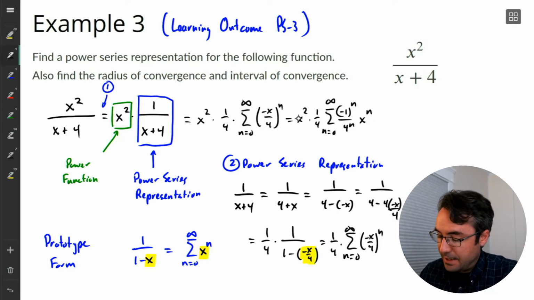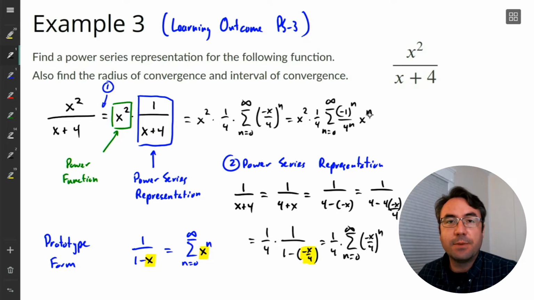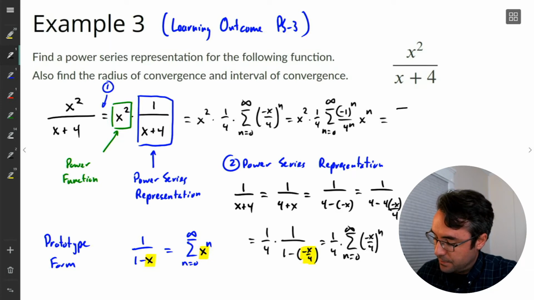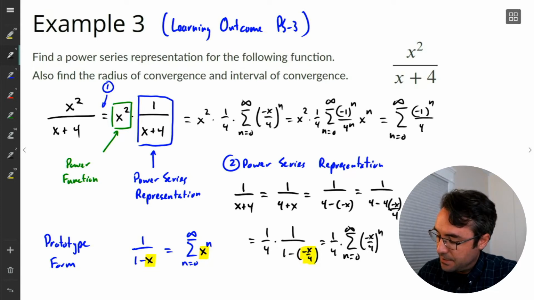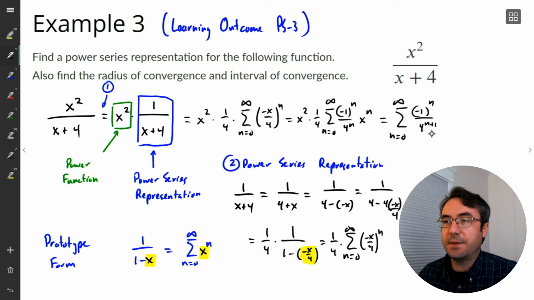Now let's bring in the x squared. When we bring it in, we're just going to add the exponents, so we'll end up with n plus 2. And when we bring the 1/4 in, we'll add the exponents of the powers of 4 as well. So we have the sum from n equals 0 to infinity. Nothing's going to happen with that negative 1. But we're going to end up with 4 raised to the n plus 1, because we have n copies of 4 here and another one we're multiplying in, so we add the exponents.